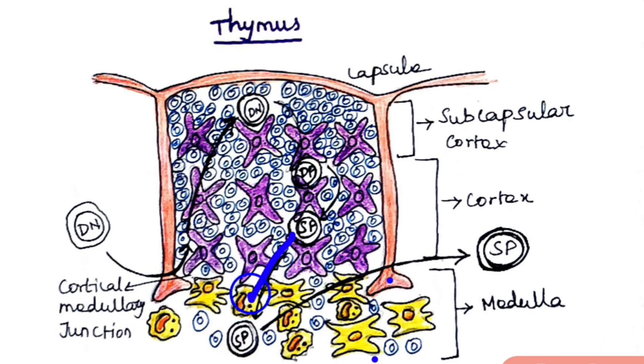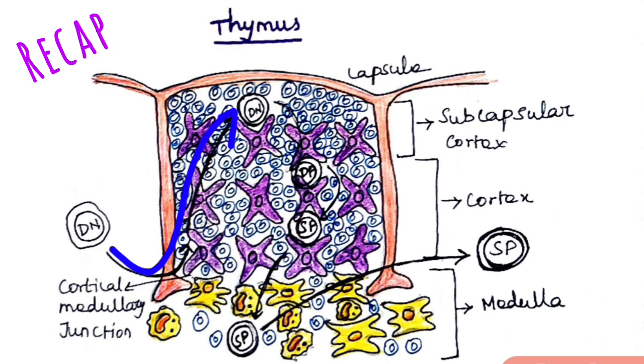Once single positive cells enter the medulla, they are exposed to the self antigens presented by dendritic cells, macrophages and medullary thymic epithelial cells. Then the cells which cannot recognize self antigens leave the thymus through the corticomedullary junction, and these are your mature T cells. These mature T cells enter the peripheral lymphoid organs, that is lymph node and spleen.